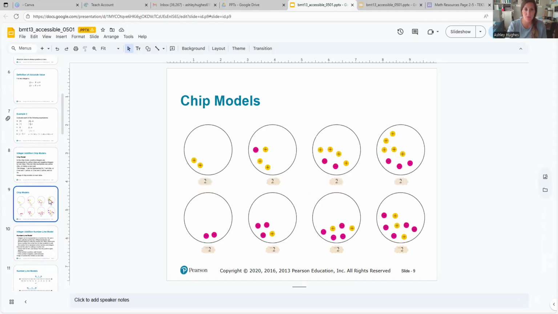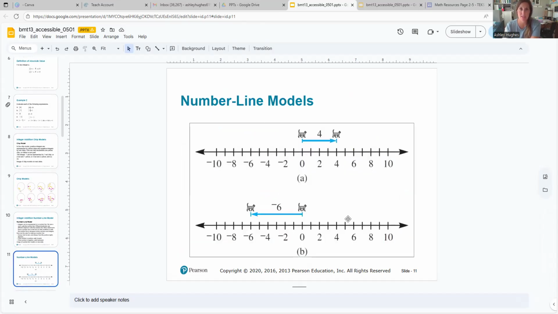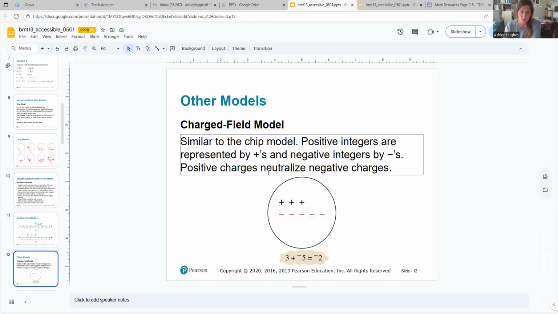This is talking about the chip model here. So just kind of balancing things out. If I have 2 positives, that's +2. This would be +2 as well because the negative and the positive cancel. This would be a -2 because the negative and positive cancel. Number line model, which is here. The charged field model is similar to the chip model, but it's just using pluses and minuses. So basically, the plus and the minus cancel each other out. So you're left with -2 here.